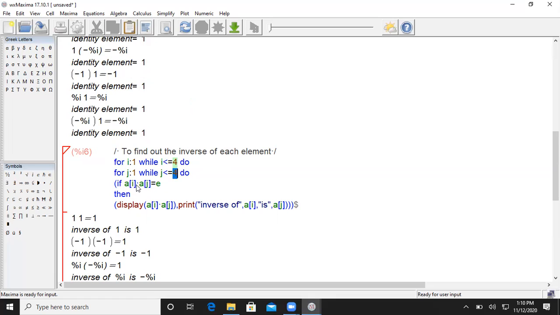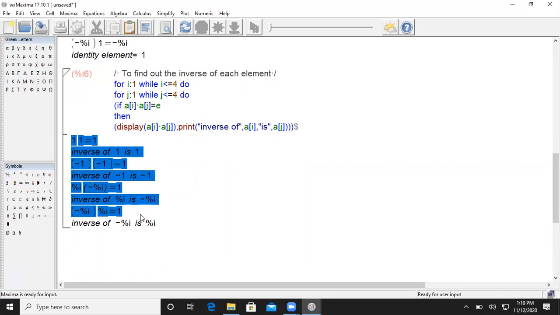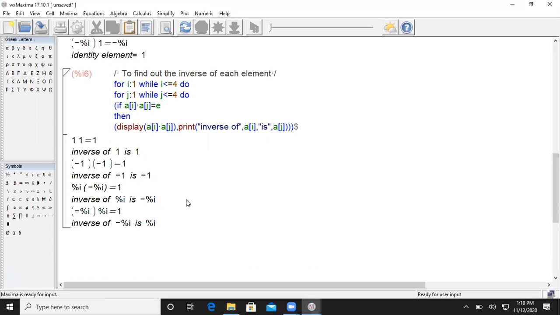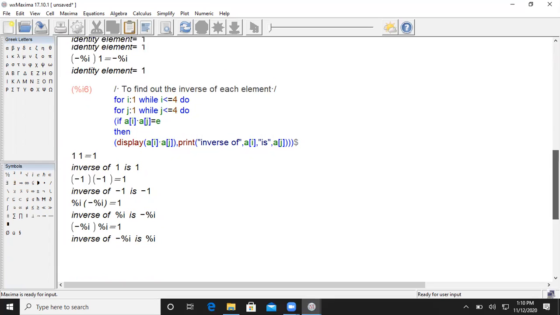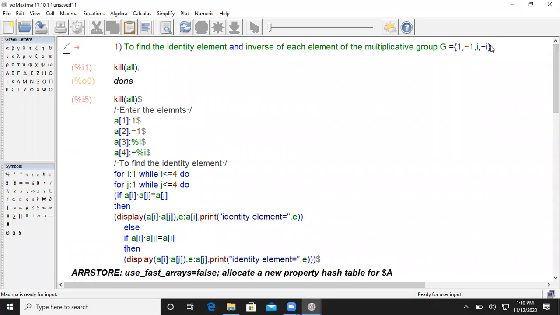Next, if Ai star Aj is equal to E, then print the inverse of Ai is Aj. If we multiply Ai star Aj and get the value E, then display that Ai is the inverse of Aj. These are the executed parts here. Okay, this is program number 1 in practical number 1.